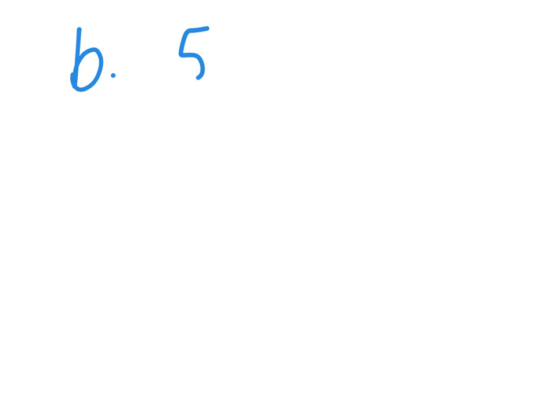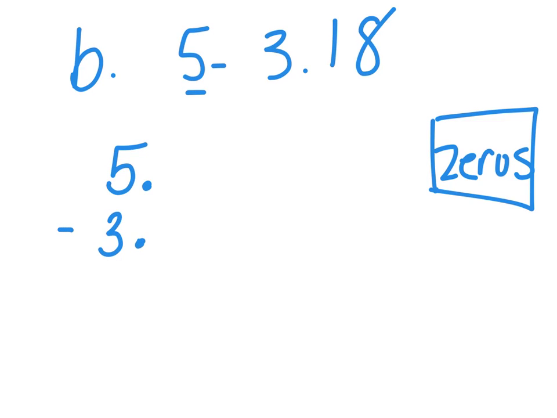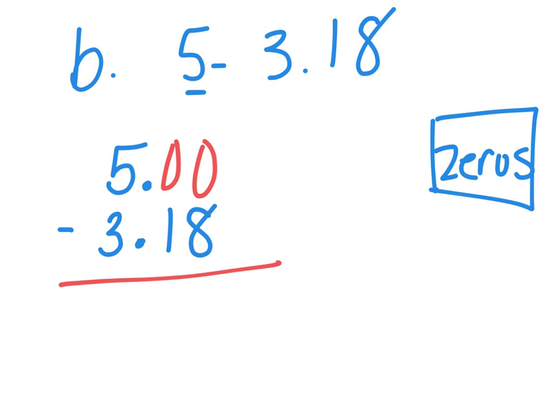B there is 5 minus 3.18. In this case we're going to have zeros to put in because the 5 here is actually 5 and then the decimal point. Any number by itself like that is going to have an invisible decimal point behind it. And then the next number is 3.18, so we have to add 2 placeholders here, 2 zeros, so that we can work out the problem. And we're subtracting in this case, so 8 from 0, we're going to have to borrow.